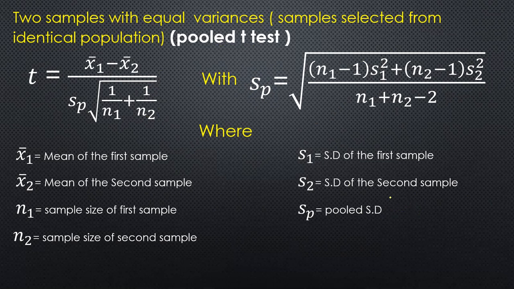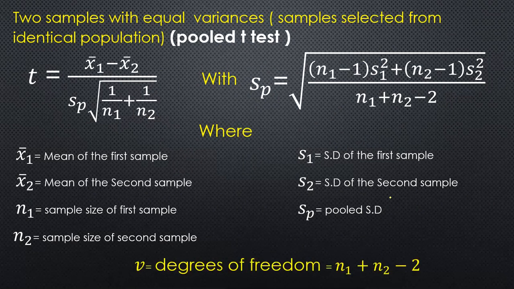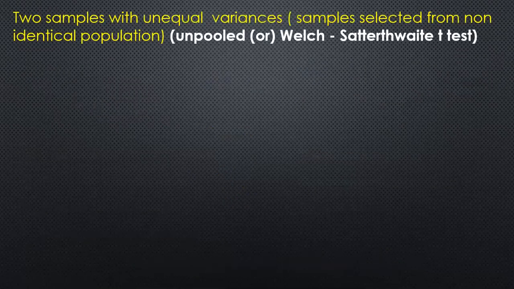How to calculate this? We will do an example and find it out here. Now, v is nothing but the degrees of freedom. It is usually n1 plus n2 minus 2, because the degrees of freedom is written as n1 minus 1 for the first sample and n2 minus 1 for the second sample, so that we have the combined degrees of freedom as n1 plus n2 minus 2. This is important to calculate. Now, how to go about this, we'll see with an example.